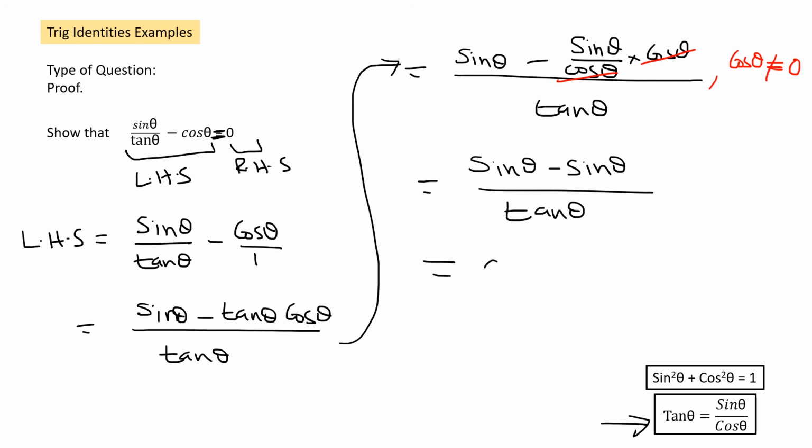This is going to be 0. This is equal to the right hand side of the equation. This concludes the proof.